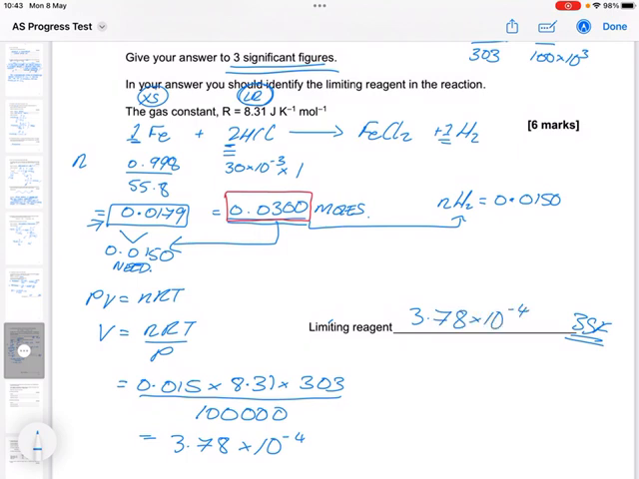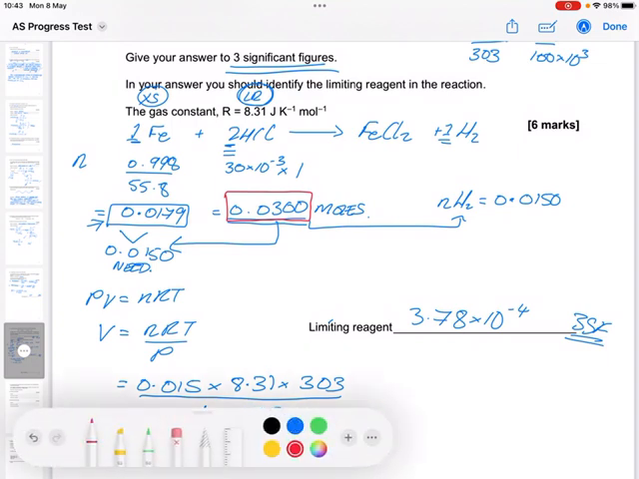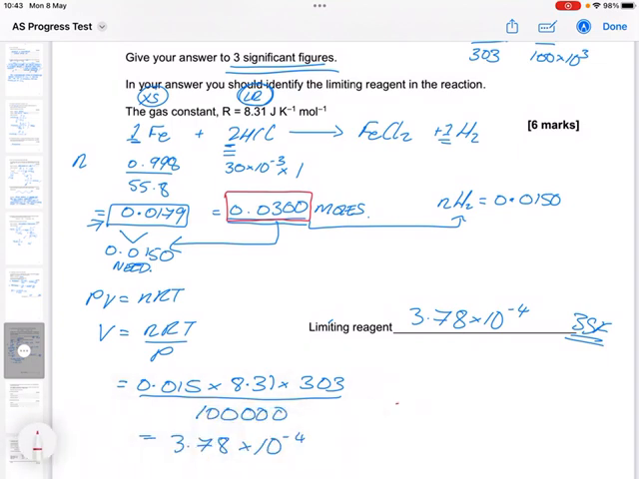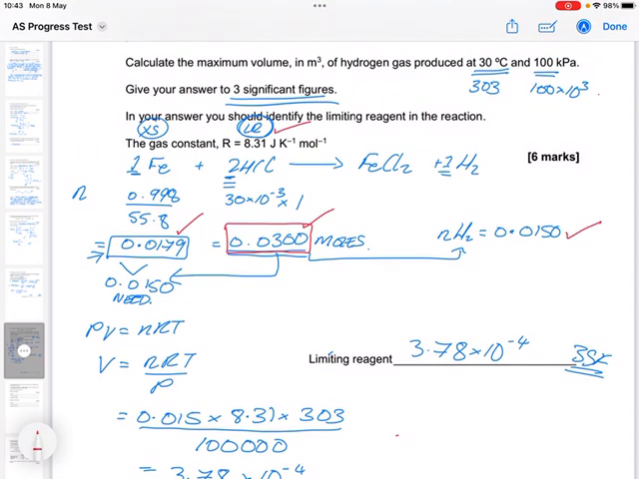So here's where the marks are. Let's just change colour, make it stand out a little bit. So there is 1 mark if you've worked out that number of moles there, 1 mark if you've worked out that number of moles there, 1 mark if you've identified the hydrochloric acid as the limiting reagent, 1 mark if you've got the number of moles of this, 1 mark for the conversion over here, and then 1 mark for the correct answer over there.